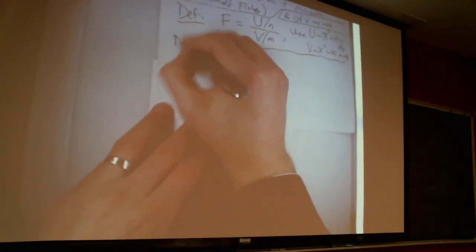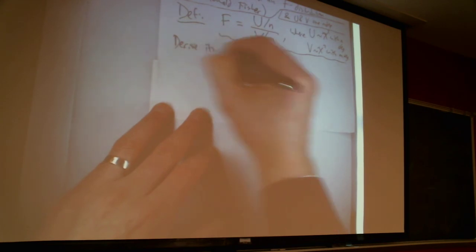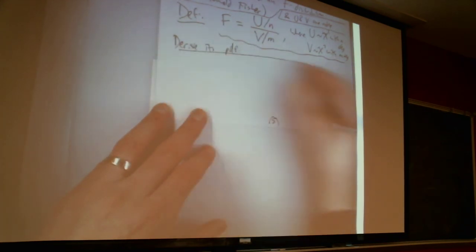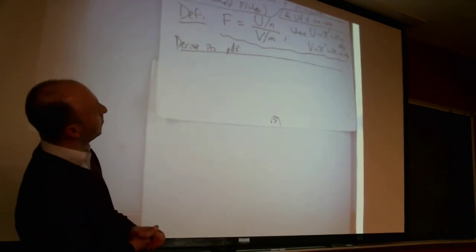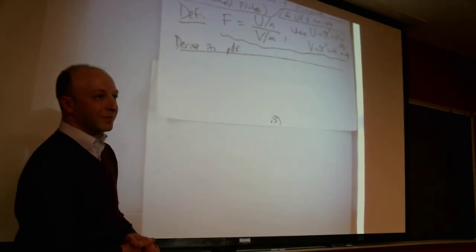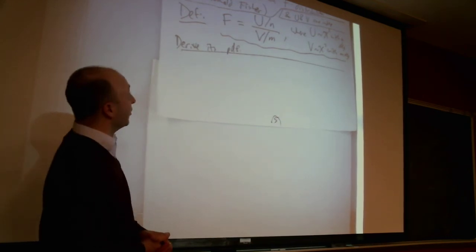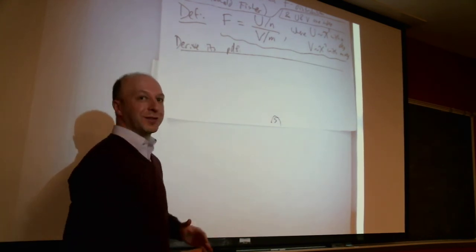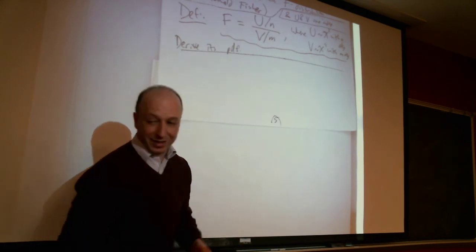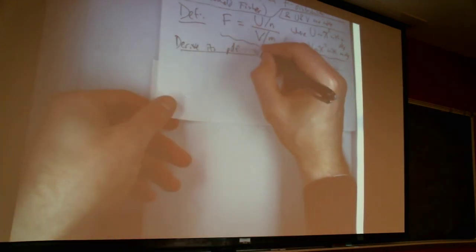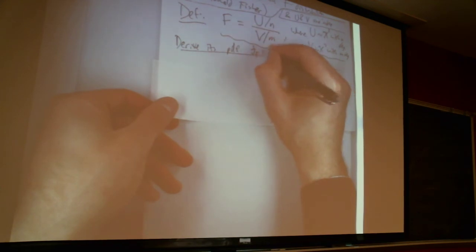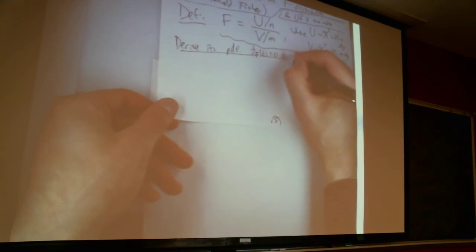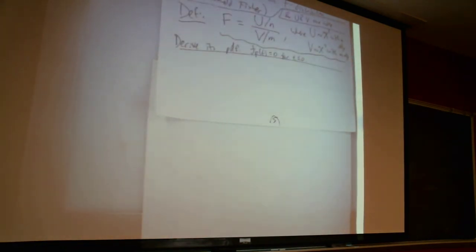Okay, so let's derive its PDF. First of all, what's the support of the PDF going to be? Can we see that easily? Taylor's right. 0 to infinity. U is a chi-squared. V is a chi-squared. Both of them are positive. The ratio of positive reals is a positive real. Okay? So the PDF of an F is 0 for t less than or equal to 0. Now we have to derive the rest.